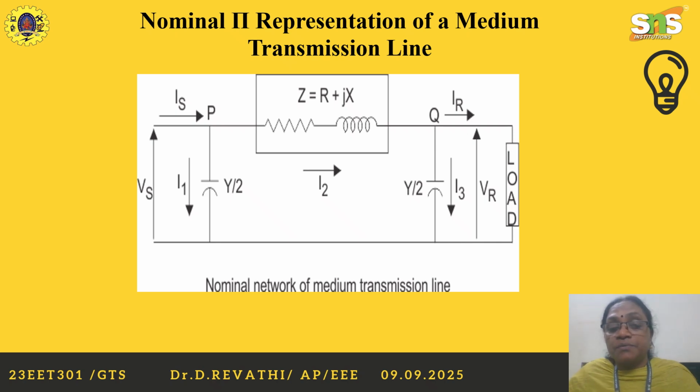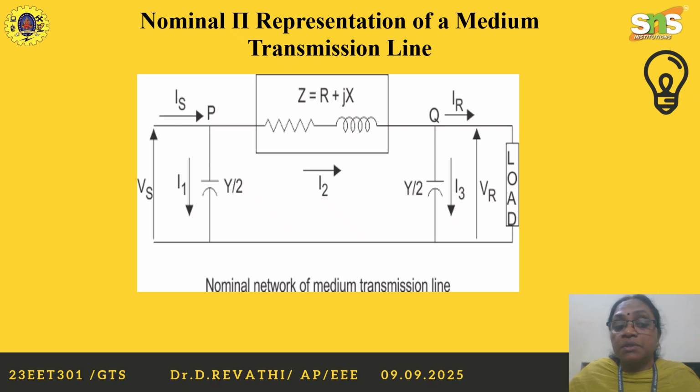It consists of two admittances and one impedance. The two admittances are connected near the sending end and the receiving end, and each is considered a half, that is Y by 2 and Y by 2, with the impedance Z equal to R plus jX in between. So it looks like a pi, with two admittances and the impedance, and that's why it is called the nominal pi representation.